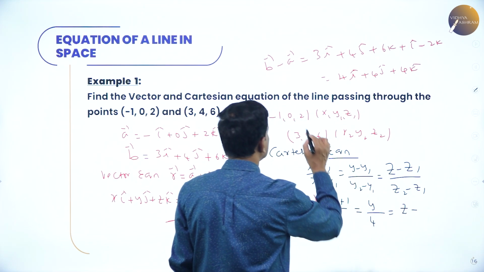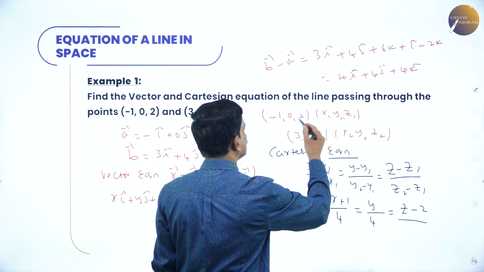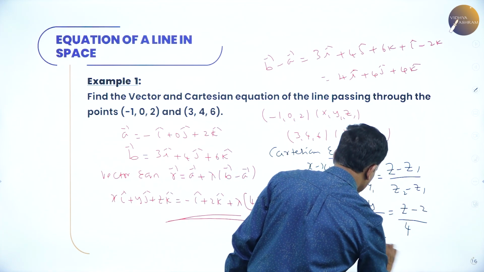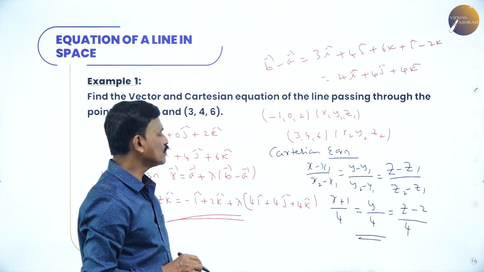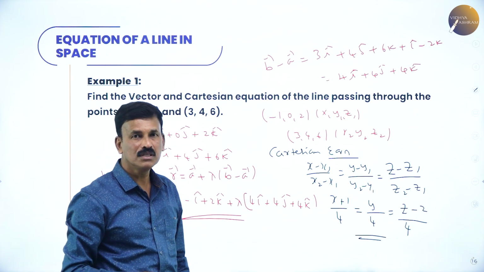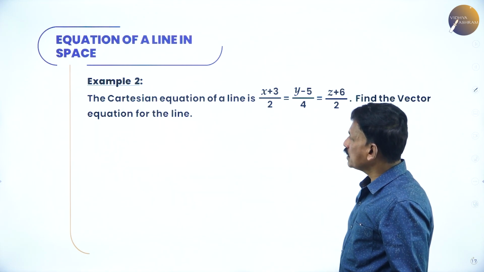Z minus, what is z1? z1 is 2, so z minus 2 divided by z2 minus z1, 6 minus 2, which is 4. So (x + 1)/4 = y/4 = (z − 2)/4 is the Cartesian equation of the line. That's it. Hope you followed. Right. Now, move on to the next problem.